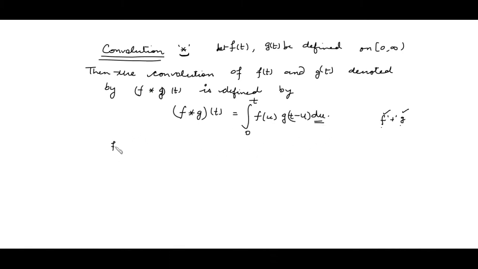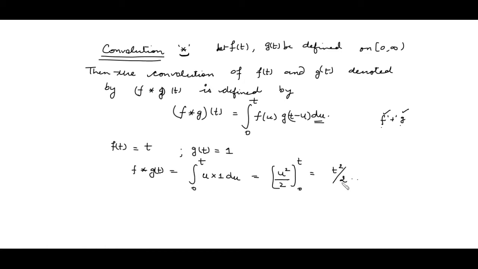For example, let's suppose our f(t) is t and g(t) is 1, and we have to find the convolution between f and g. It means we have to find the value of the integral from 0 to t of f(u), so replace t with u, times g(t minus u), which is 1. After integrating and substituting the limits, we get t squared by 2. So this is the convolution between these two functions t and 1. Convolution means we have to evaluate this integral.